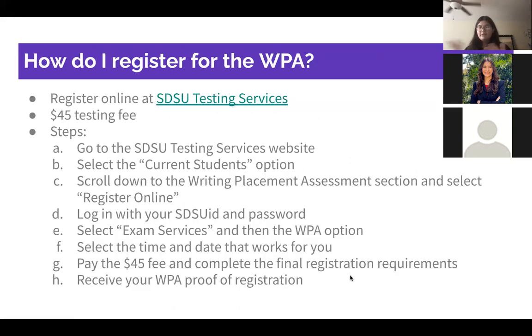So how do I register for the WPA? You can register online using this link here, the SDSU testing services. It's a $45 testing fee, and I just listed some steps on how to register. So you go to the website, click on current students. You can click on registration online, log in with your SDSU ID and password, select the WPA option under the exam services, pay the fee, get the registration requirements finalized, and then have a proof of registration. That's very important for having the test.